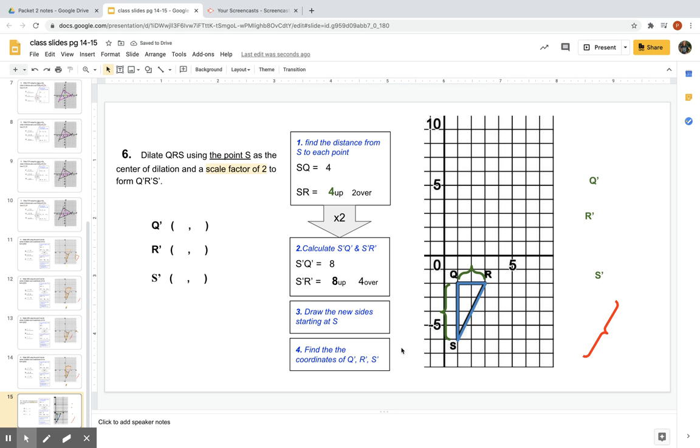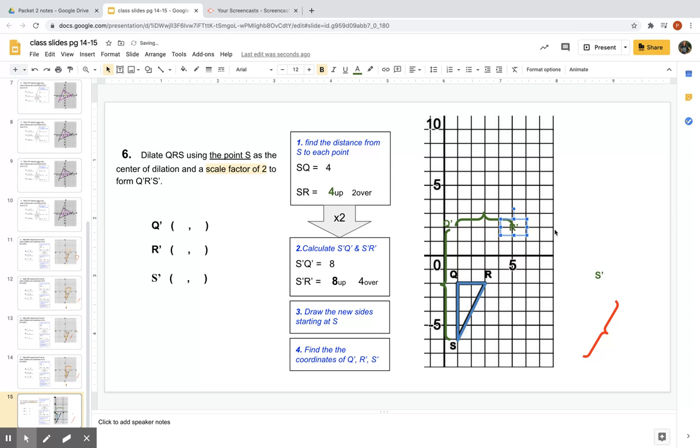Now we can go ahead and draw the new sides. S to Q from 4 to 5, 6, 7, 8. Our new Q prime will be at this point up here. Then, to find our R prime, we're going to go 8 up. Oh, we already did that. And then 4 over. So let's move this up here and count 1, 2, 3, 4. So our R prime is going to be over here.